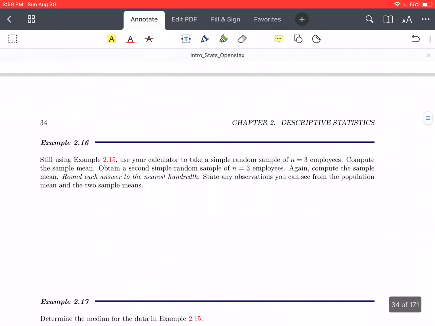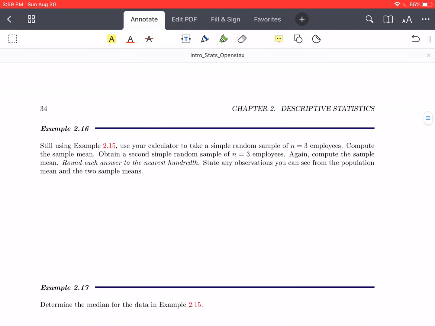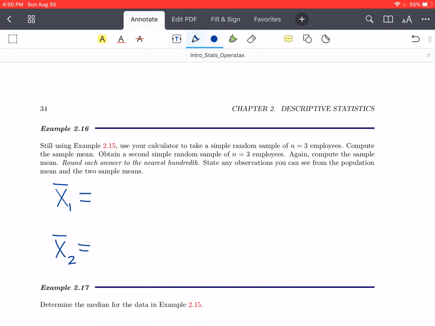Still using that same example, it says use your calculator, so we can use technology here to take a simple random sample of 3 employees, compute the sample mean, obtain a second simple random sample of 3 employees, again compute the sample mean, round each answer to the nearest hundredth, and state any observations you can see from the population mean and the 2 sample means. So we're asking for a couple of different samples here. We're going to get one sample mean and another sample mean, and we're going to see how those vary from the population mean and from each other.